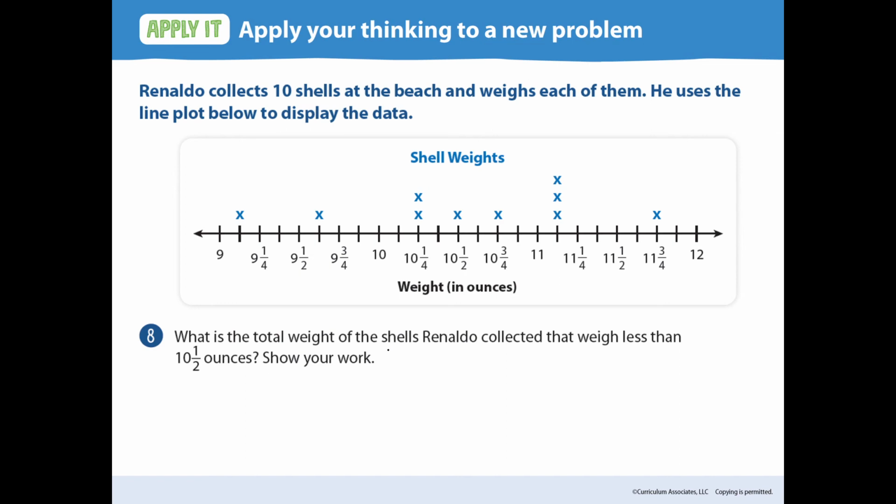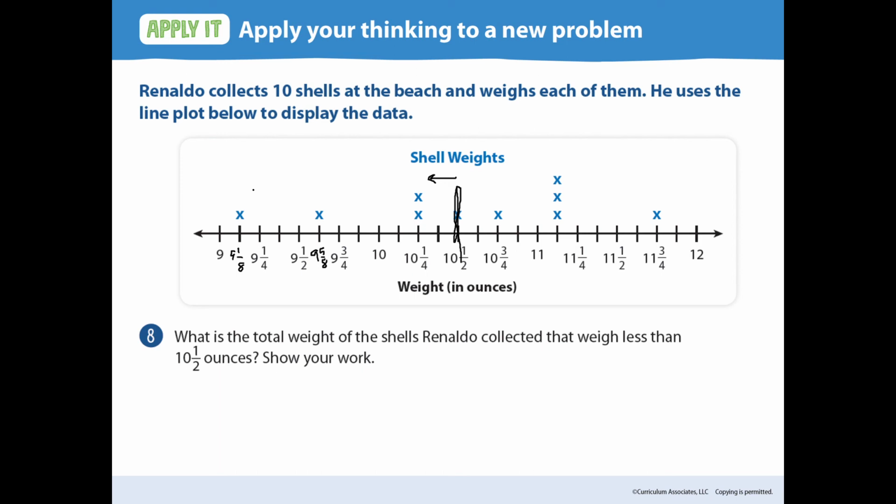So we're looking for all of the shells that weigh less than 10 1/2. So I'm going to draw a line right here at 10 1/2. So we're looking at everything less than 10 1/2. And we remember that this is 9 1/8. And that must mean that this is 1, 2, 3, 4, 5/8. 9 5/8 there. And everything else is marked.